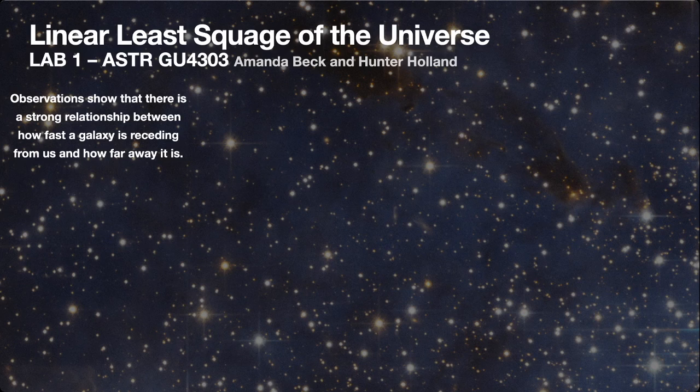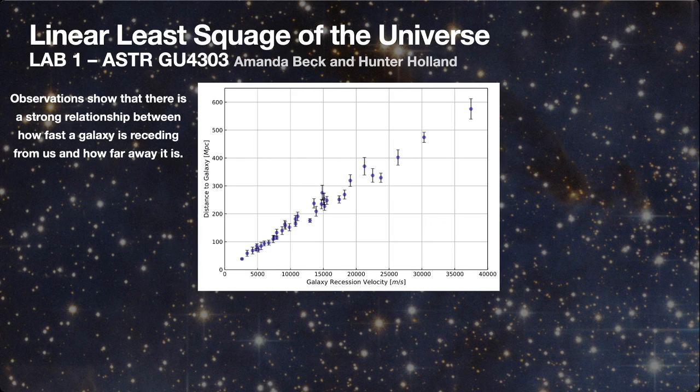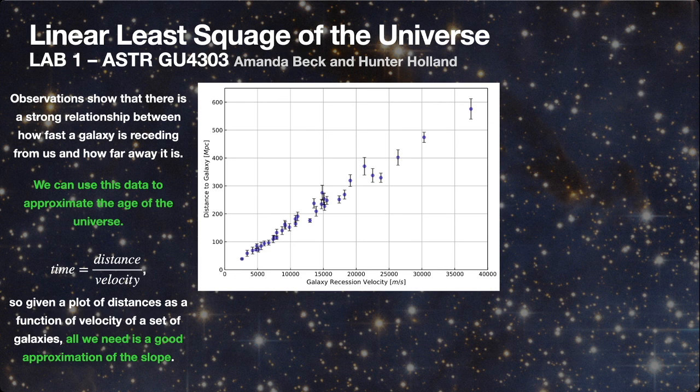The dataset we were given for this project is a set of galaxies, their velocities and their distances, and here's a plot of that. And we could use this information to calculate the age of the universe by using the very simple equation: time equals distance over velocity. So given a plot of the distances as a function of velocity, as we have here, all we need really is a good approximation of the slope in order to get a good approximation for the age of the universe.